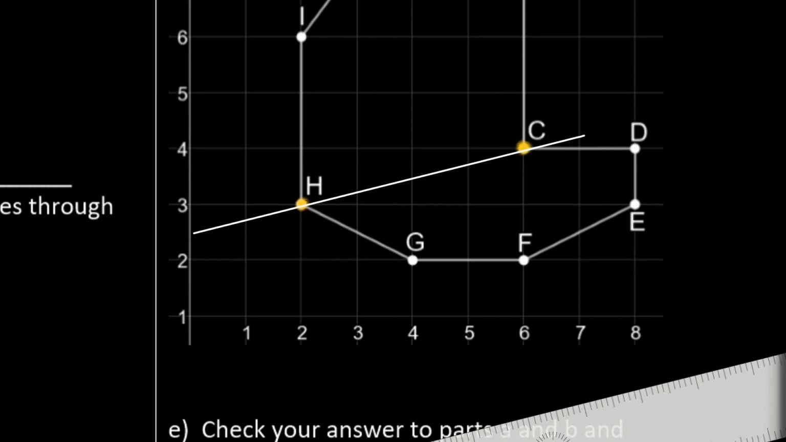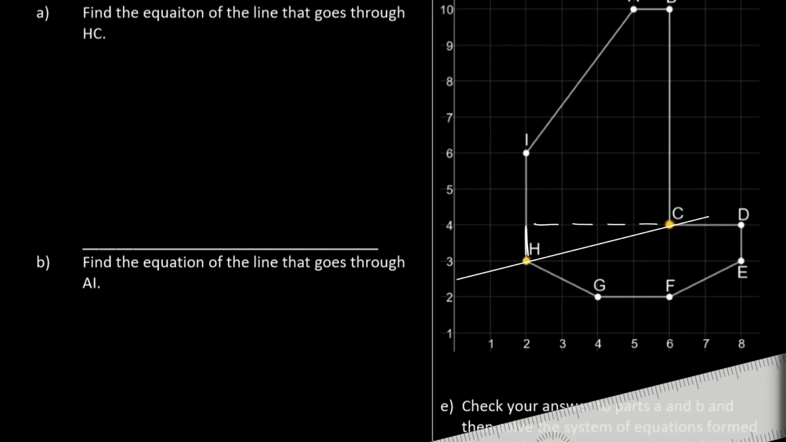As I do that, one of the things I notice is I can see the slope of that line really clearly, right? This has a y increase of 1 and a run of 1, 2, 3, 4. So I know the slope of HC is 1/4. So I'm just going to add that: slope is equal to 1/4.